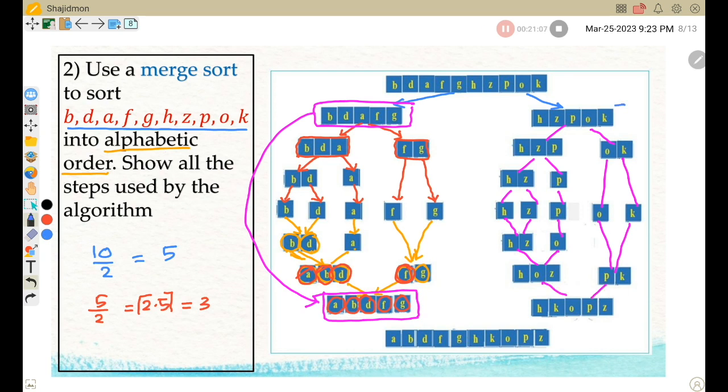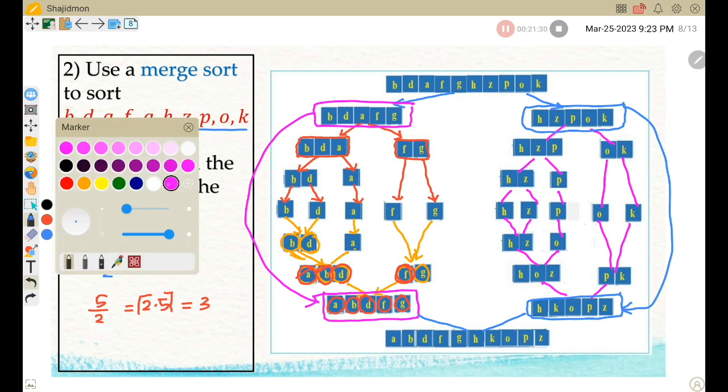That means this sub list is sorted into a sorted list here like this. After that, when we compare, combine and sort these two, we will get A, B, D, F, G, H, K, O, P, Z, correct? So this is the sorted array using the merge sort algorithm. I hope you understood this one.